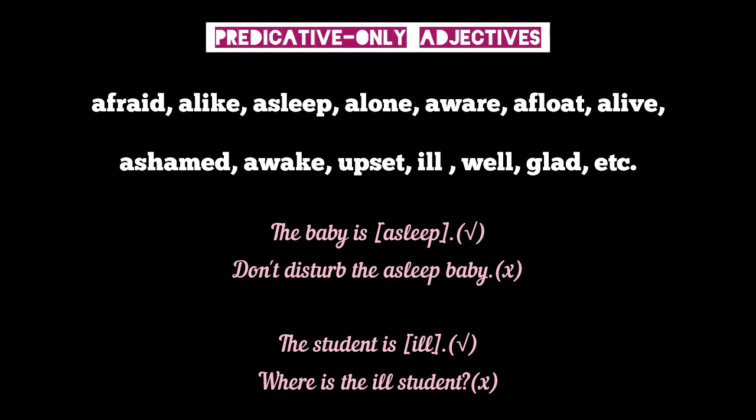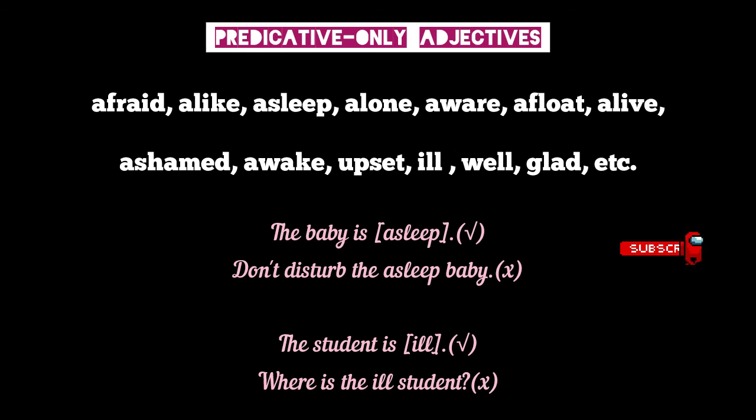There are also some adjectives in English which are only used in the predicative position. These predicative-only adjectives are used after a linking verb to modify the subject noun as a subject complement. Afraid, alike, asleep, alone, aware, afloat, alive, ashamed, awake, upset, ill, well, glad, etc. These adjectives cannot be used attributively or before a noun to modify it.